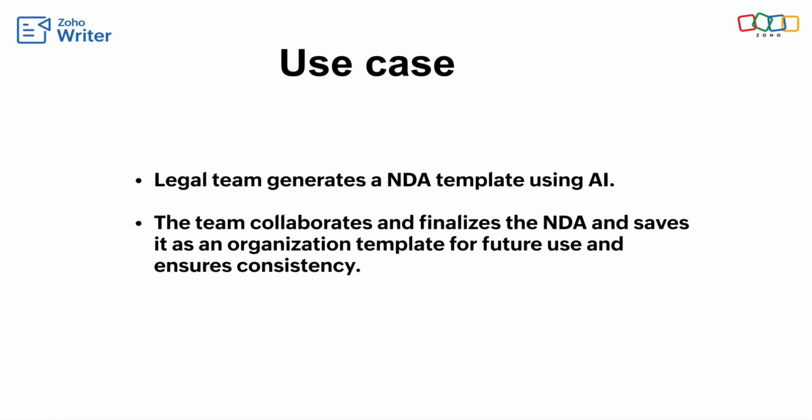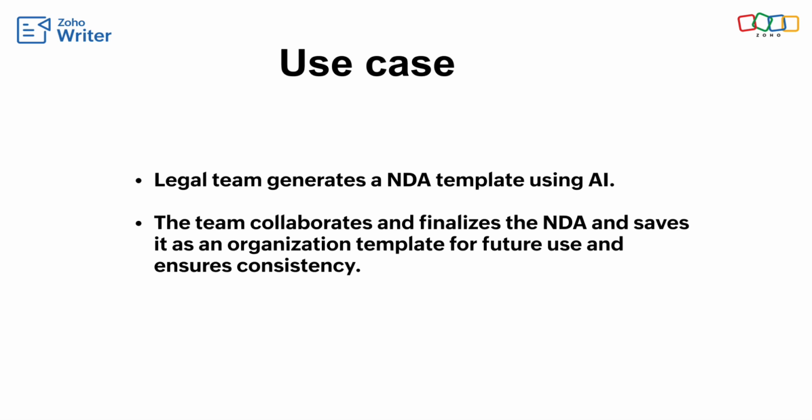So let's put this into action with a real example here. Imagine the legal team is preparing an NDA. They add auto fields and fillable fields and then loop in team members for input and collaborate in real time until it's finalized. Once approved, the NDA is saved as an organization-wide template for the pre-sales and sales teams to use on demand. So Gautam, can you walk us through how this comes together in Zoho Writer?